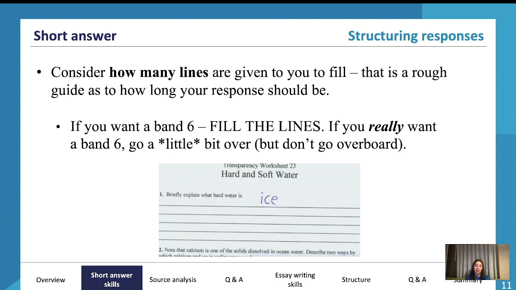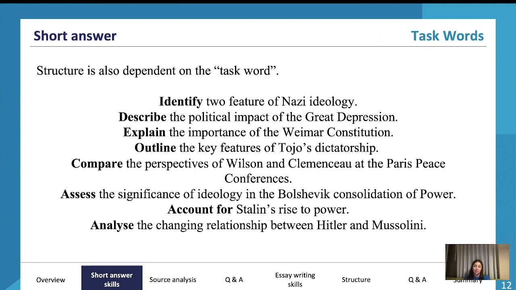If it's a 3 marker and you're writing all the way to the bottom of the page, why? The expectation just isn't there. So know that the lines they give you are how much they expect for full marks, and that's what you should be aiming to fill in.